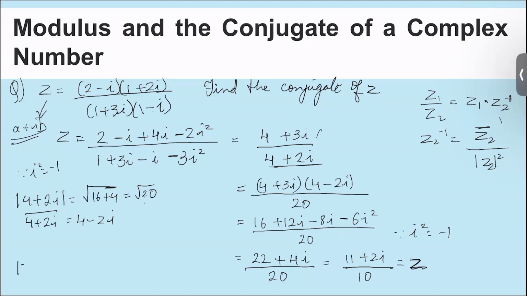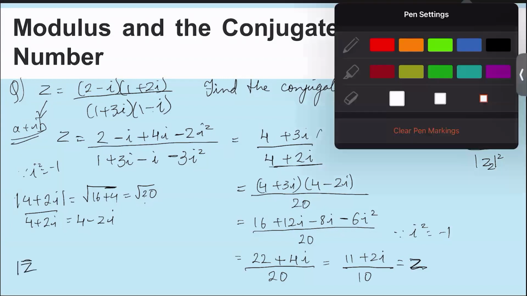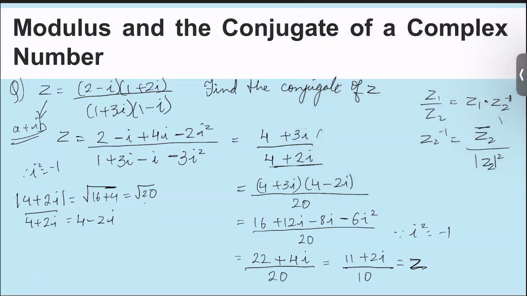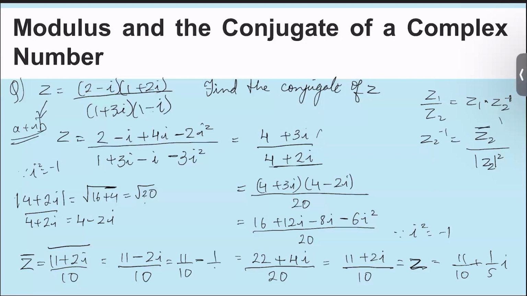Now to find, sorry, not the modulus, you have to find the conjugate. So the conjugate of z is actually the conjugate of the whole 11 plus 2i by 10, so 11 minus 2i by 10. If you further want to simplify it, you can also write it as 11 by 10 minus 1 by 5 i, because 2 by 10 is 1 by 5. And similarly over here, this would then become plus 1 by 5 i. Okay, so this is your result.